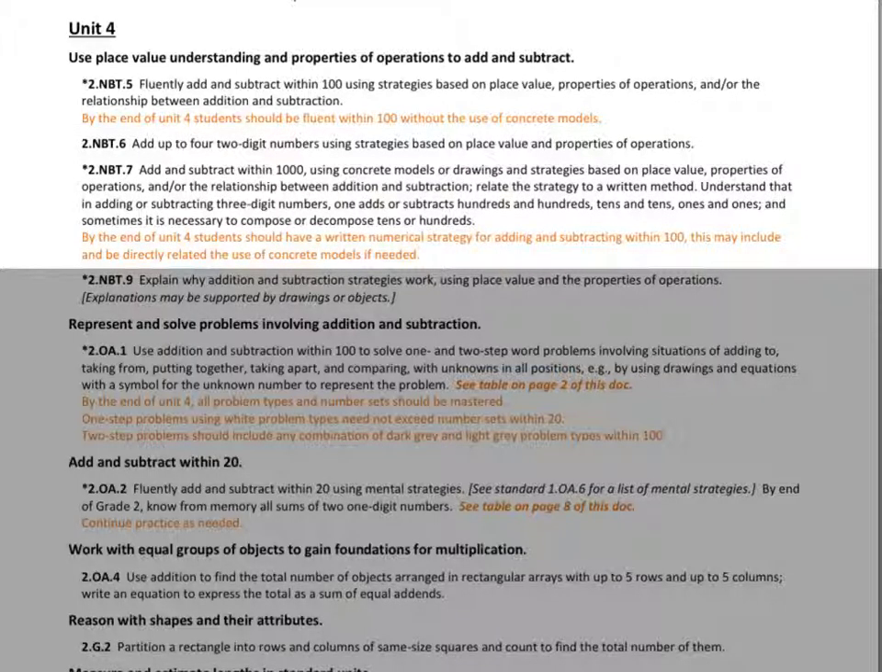With three-digit addition and subtraction, students can continue to use concrete models if needed, but they definitely need to record with numbers what they are doing with the manipulatives. The standard says they need a written method.